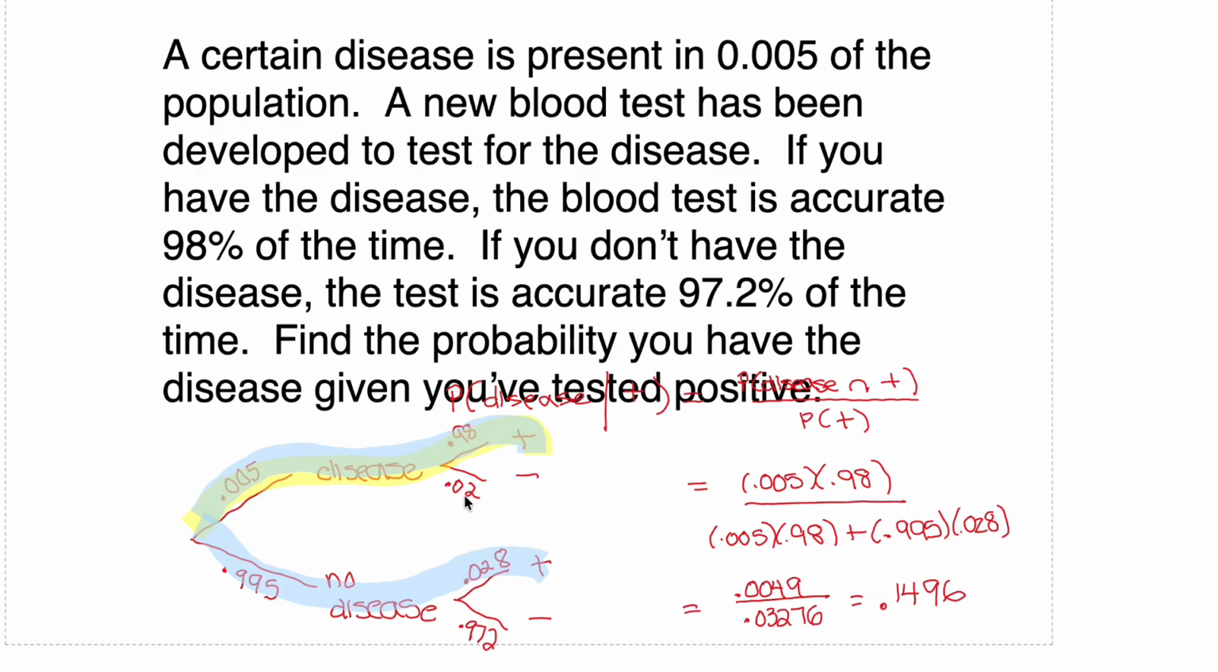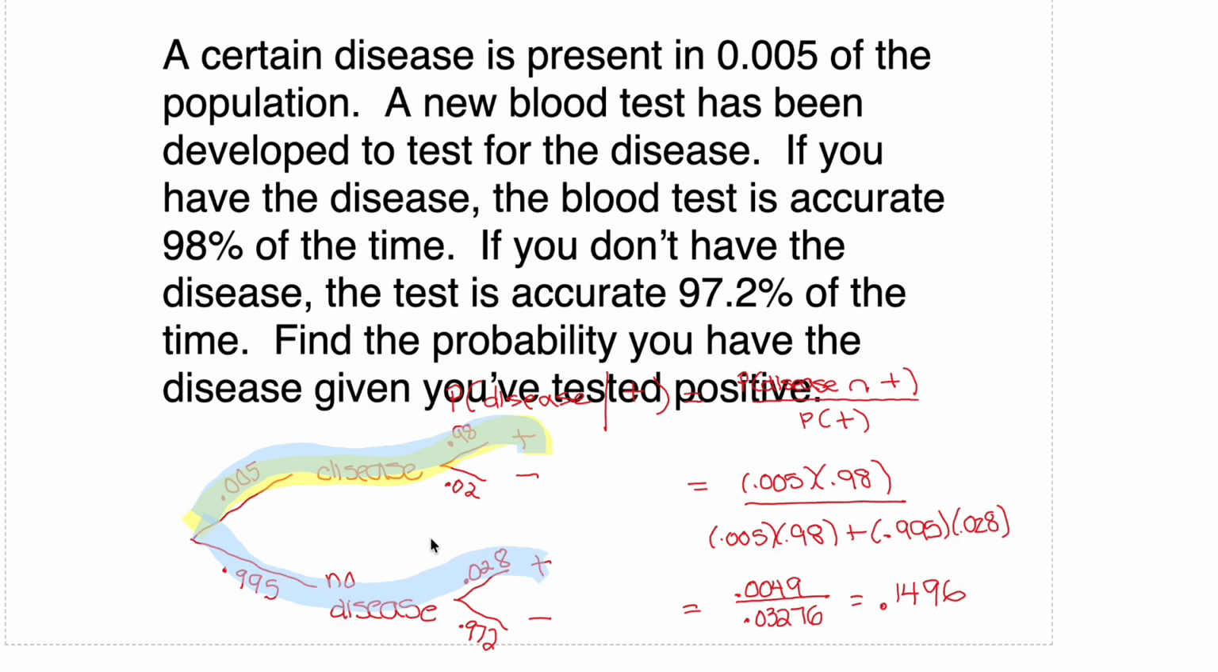For the people who don't have the disease, the test is accurate 97.2% of the time, meaning 0.972 is the probability that people who don't have the disease will correctly test negative. And the probability of people incorrectly testing positive will be 0.028, which is 1 minus 0.972. Here it's getting confusing since negative and positive and correct and incorrect keep switching, so it's very important to identify which is which and which we should really focus on. The question is asking for the probability of having the disease given you've tested positive.